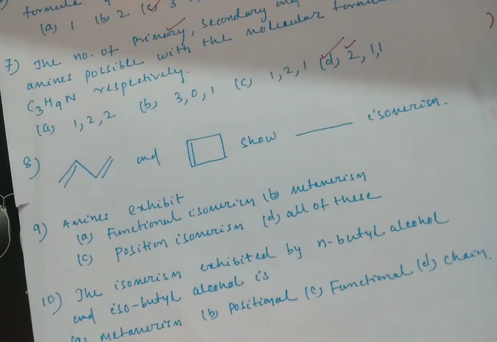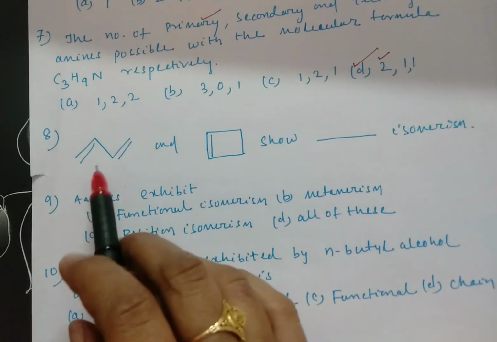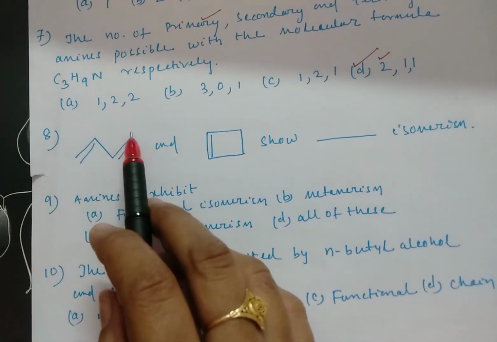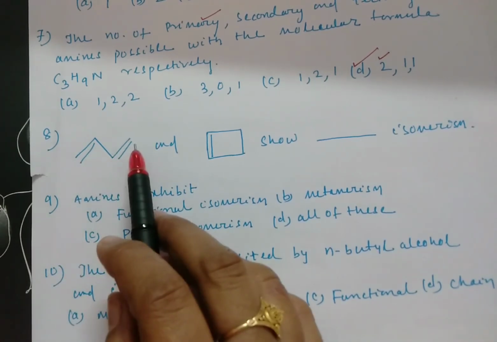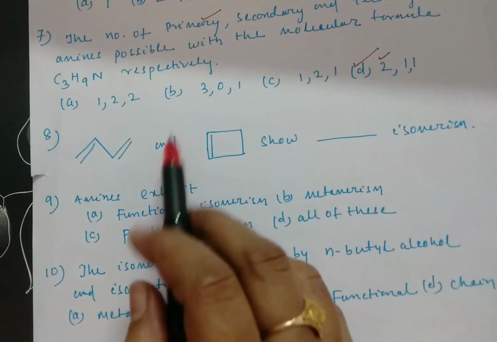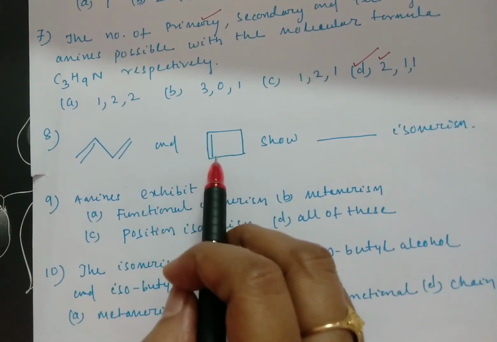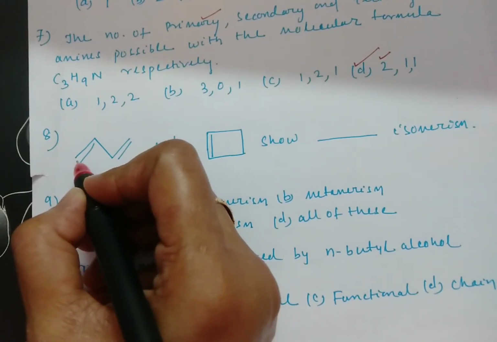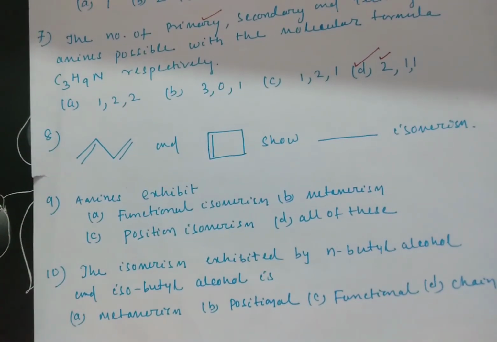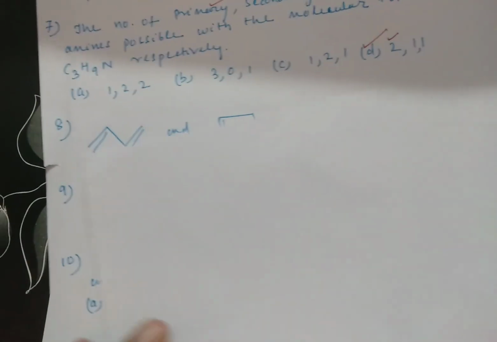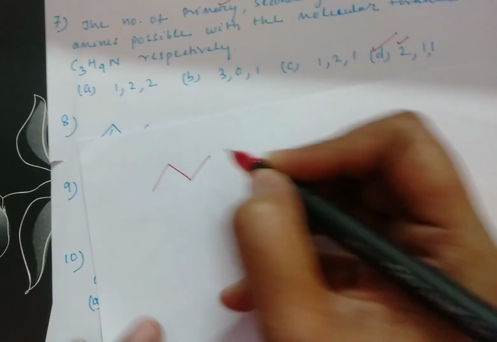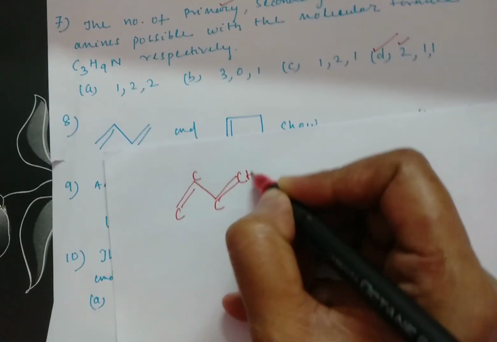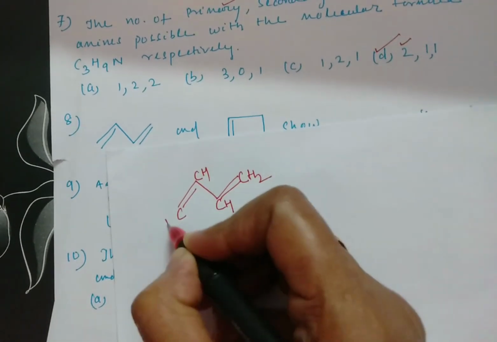Similarly, the next question is the 8th question. This is the open chain compound having 4 carbon atoms. So this is your 1, 2, 3, 4 1,3-diene. And this is also a 4 carbon atom compound with a cyclic compound having what? If I write the compound like this, this is 1 carbon, this is 1 carbon, this is 1 carbon, this is 1 carbon.